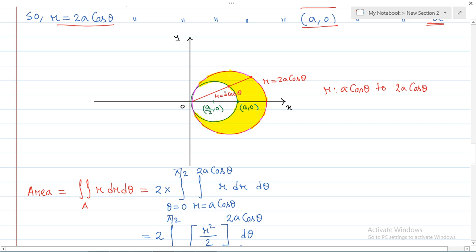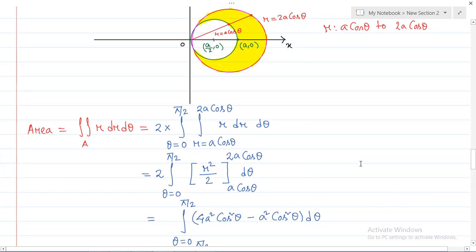So you can say from minus pi by 2 to plus pi by 2, the full variation from here to here. Since this region is symmetrical, we can just calculate in the first quadrant and make it double. Therefore we can get the angle as 2 into integral theta 0 to pi by 2, r equals a cos theta to 2a cos theta, r dr d theta. That is the formula for the polar coordinate system.